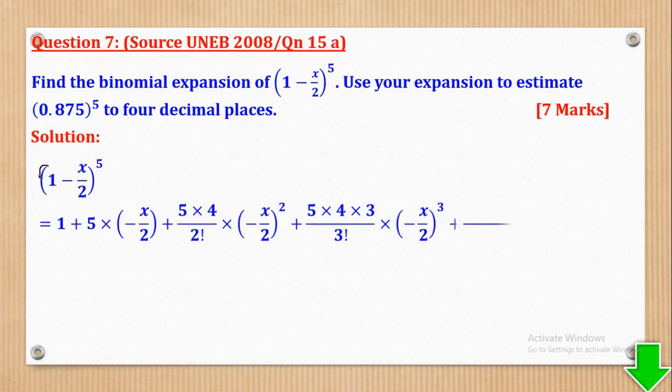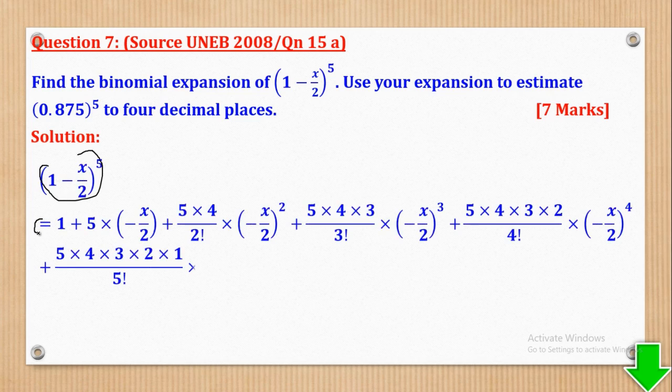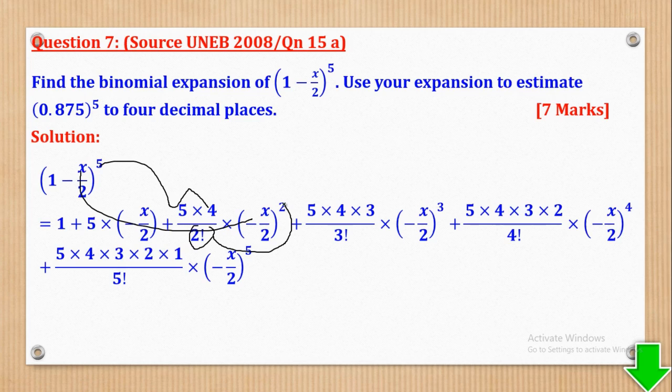You realize that after this, I've not put approximation here, I've only put equal to, because I'm going to expand up to x to power 5. But the procedure is the same. First term is always this, then second term will be this multiplied by the whole of this, which is here. Third term it will be 5 times 4 over 2 factorial multiplied by this other term, which is here, raised to the power 2.